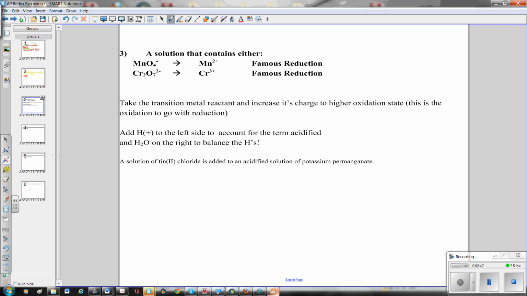First of all, you need to know the two famous reductions. One of them, we talked about this in class, is taking permanganate, going from MnO4- to Mn2+. Famous reduction. Happens very easily. You also have dichromate, Cr2O7 2-, goes to Cr3+. If they mention one of these in the problem, either dichromate or permanganate, you just write this from memory, and there's your reduction. All you need is an oxidation to go along with it.